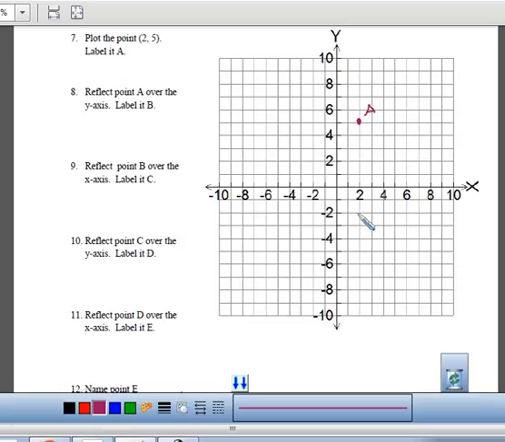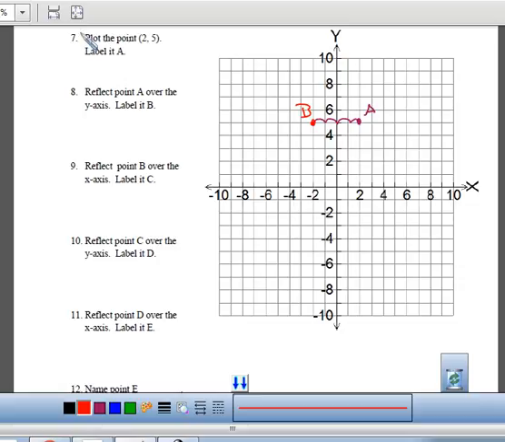Now, the next point is going to reflect. Reflect point A over the y-axis and label it B. So here's the y-axis. Now, the way you do that is basically you count how far away it is to the line of reflection, and then do that many spaces over to the other side. And I'm going to label that one B.